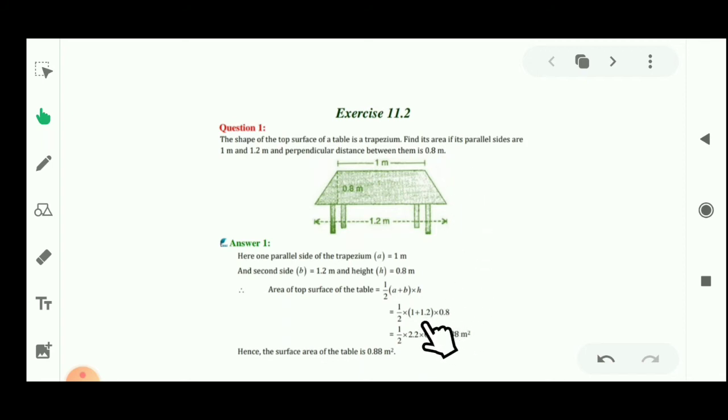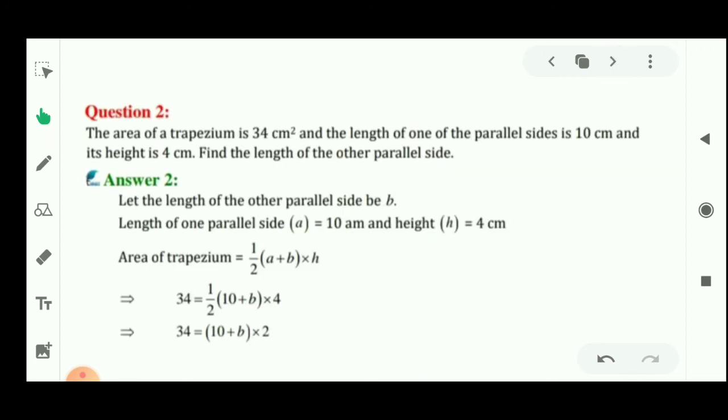Students, firstly you have to know about the formula of the trapezium. The formula of the trapezium is 1 upon 2 bracket a plus b, where a and b are the parallel sides, which are given in the question, multiply h. H means height. So now you have to put the values of a and b, that means 1 plus 1.2, and height's value is 0.8 meter. Now students, when we solve it, its value will be 0.88 meter square. So the surface area of the table will be 0.88 meter square.